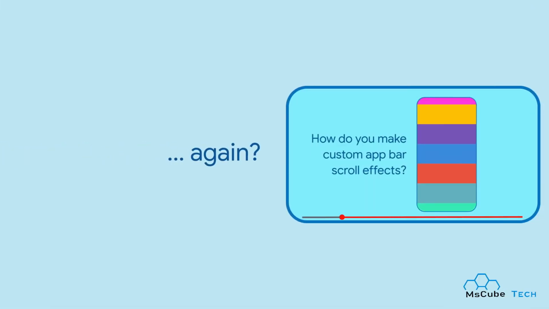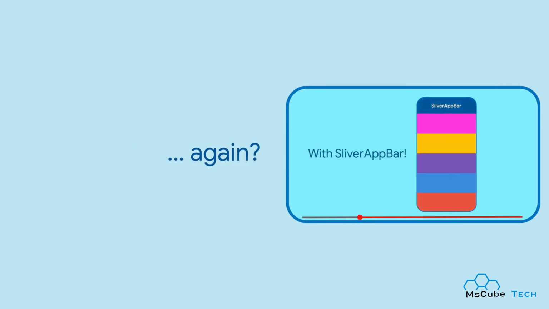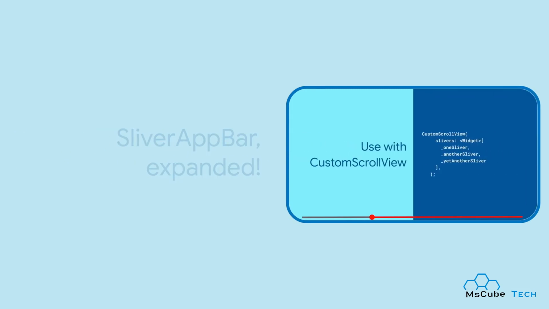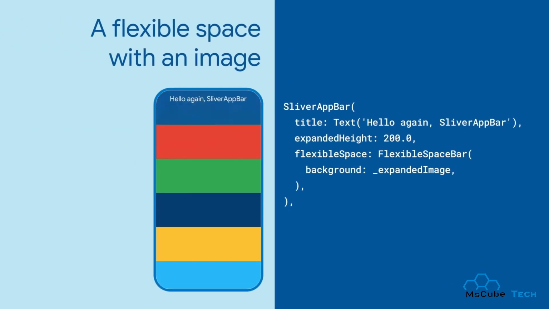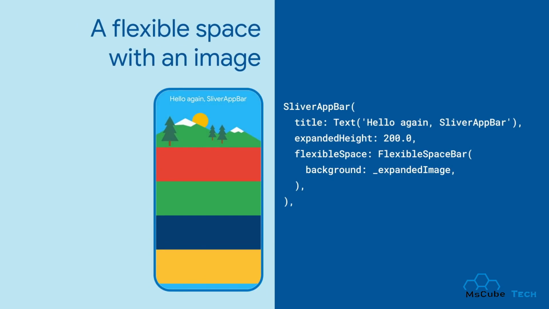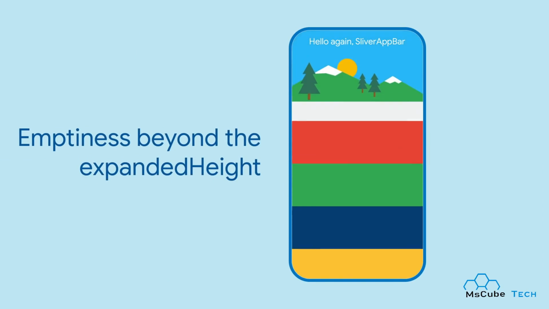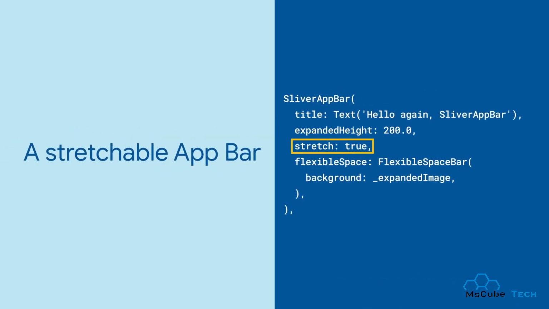SliverAppBar may sound like a familiar widget, giving you the ability to have an app bar that grows and shrinks as you scroll a list up and down. But did you know there's been some recent additions? You can create a flexible area that expands to a given height using the expandedHeight and flexibleSpace properties. But what happens to the SliverAppBar when you reach the top of the list of slivers? To give an app bar room to stretch, set the stretch property to true.